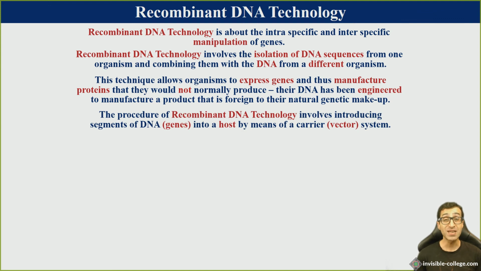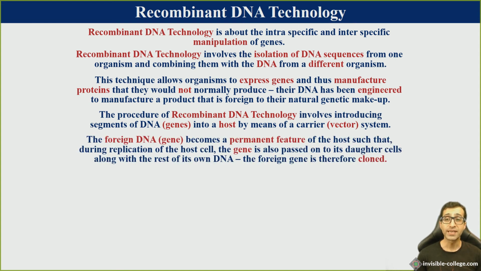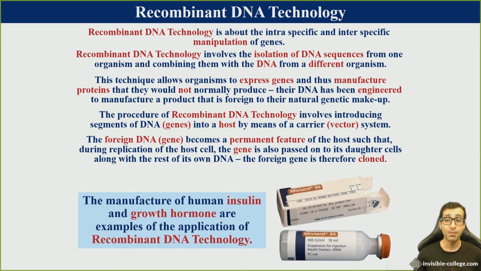This process of recombinant DNA technology involves introducing segments of DNA or genes into a host organism by means of a carrier or a vector system. So the foreign DNA or gene becomes a permanent feature of the host, such that during the replication of the host cell, that foreign gene is also passed on to the daughter cells along with the rest of its own DNA. So the foreign gene is therefore being cloned by this process. One of the applications of this is the manufacture of hormones like human insulin and also human growth hormone.